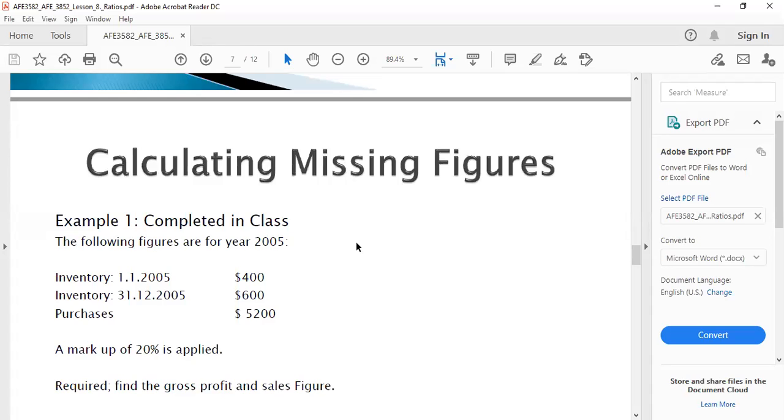So for example, in this example, you are given that complete in class, the following figures are for 2005. So you are required to find the gross profit and your sales figure. Now you are given a markup of 20%, but you are not given sales and you are not given cost of sales. But if you look at the figures that you are given, are you able to calculate cost of sales, or are you able to calculate sales using these figures?